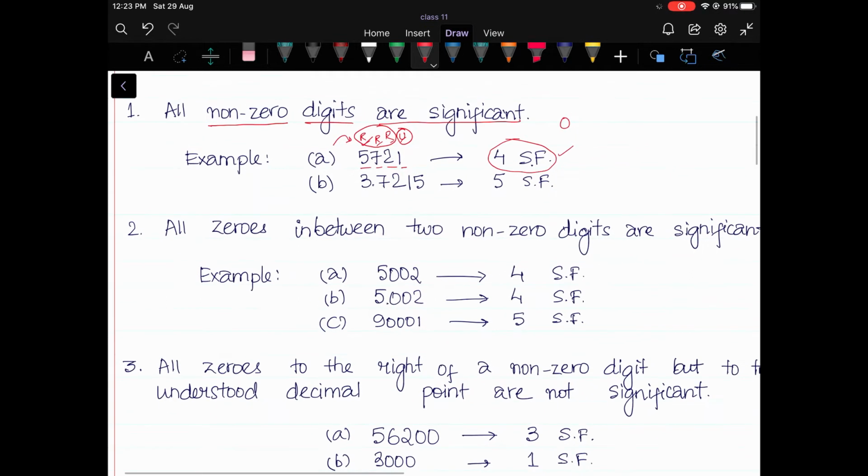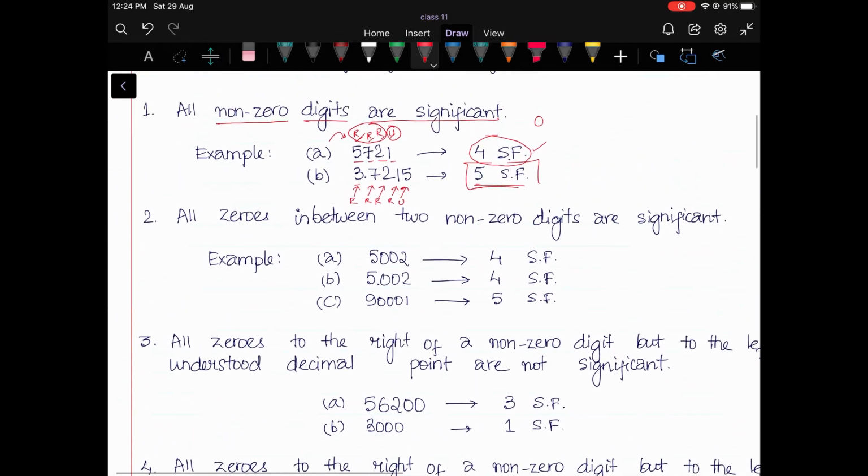In this next example, we have 3.7215, and they are all non-zero digits. If we write a measurement like this, it means this is reliable, reliable, reliable, reliable, and the last one is unreliable. So we have a total of 5. We have to count all the reliable ones plus one unreliable digit. So here we have 5.